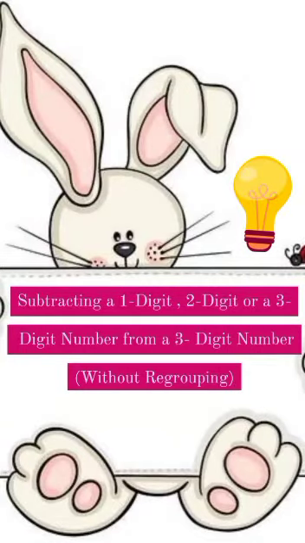Today we will learn how to subtract 1 digit, 2 digit, 3 digit number from a 3 digit number without regrouping. Before that, always make sure that you are arranging the numbers in column according to the place value.